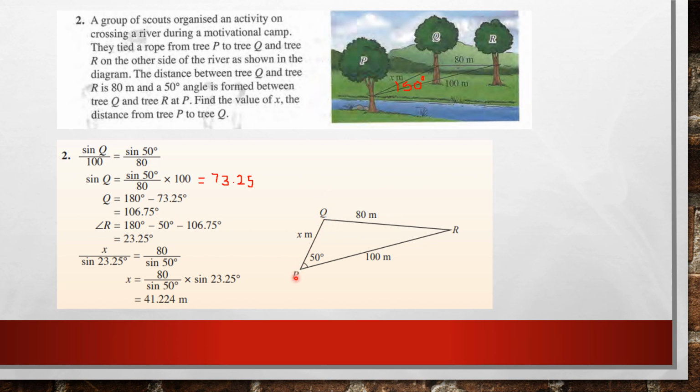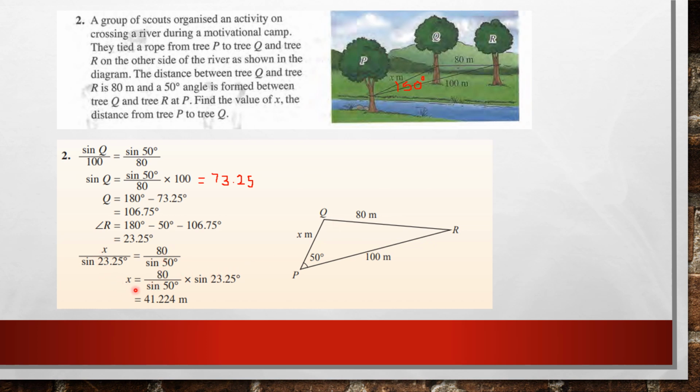Then from there you know that this is a triangle, the total angle is 180. So to find angle R, you can take 180 minus the other two angles, that is angle P 50 and angle Q 106.75. So you will get the value for angle R, that is 23.25. After you get the value of angle R, the opposite line is x. So you can take x over sine 23.25 equal to one of the pairs. You can take 80 over sine 50 or 100 over sine 106.75.